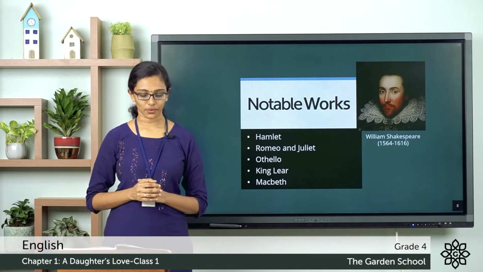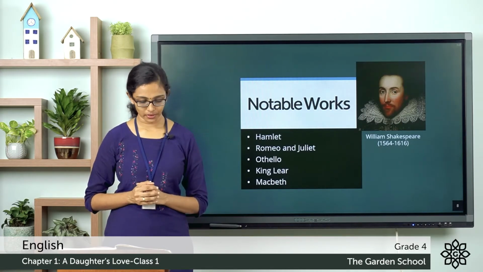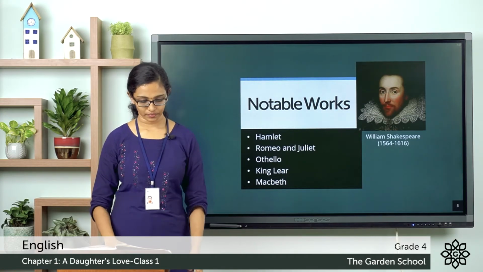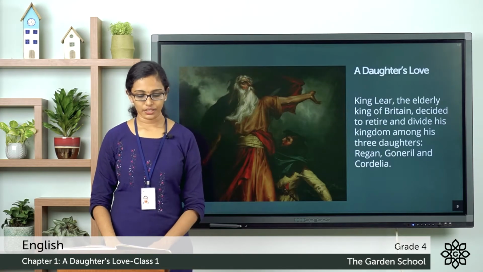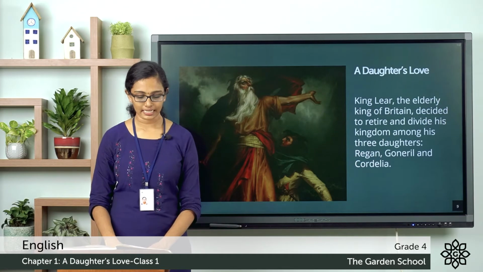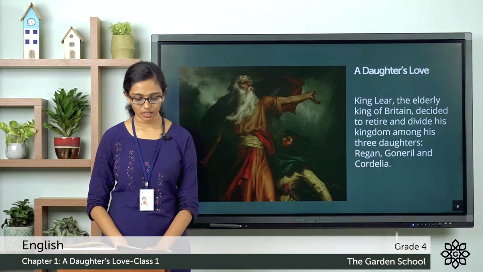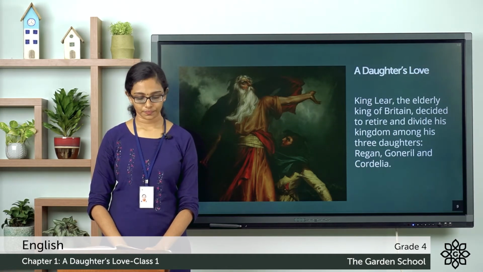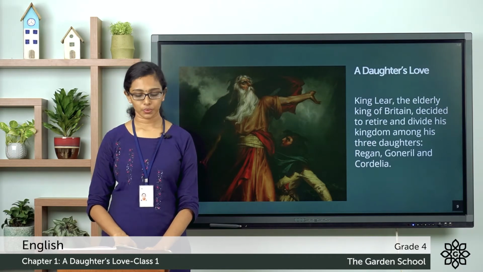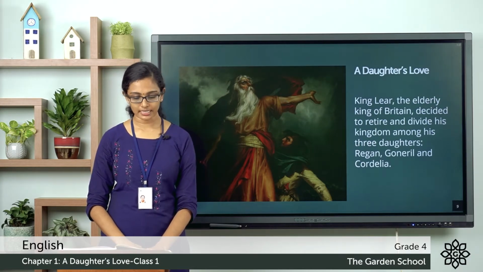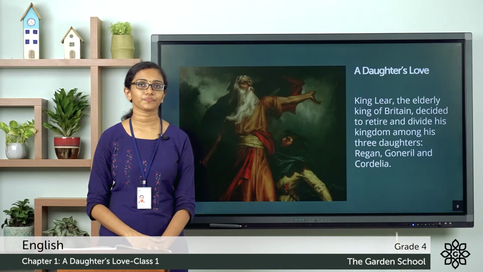Now let's read the story. Please look at your textbook, page number 2. Many, many years ago, there was a king in England called Lear. He was a wise and generous king who had ruled over his kingdom for many years, but he was becoming old. He felt it was time to pass on his kingdom to his daughters.